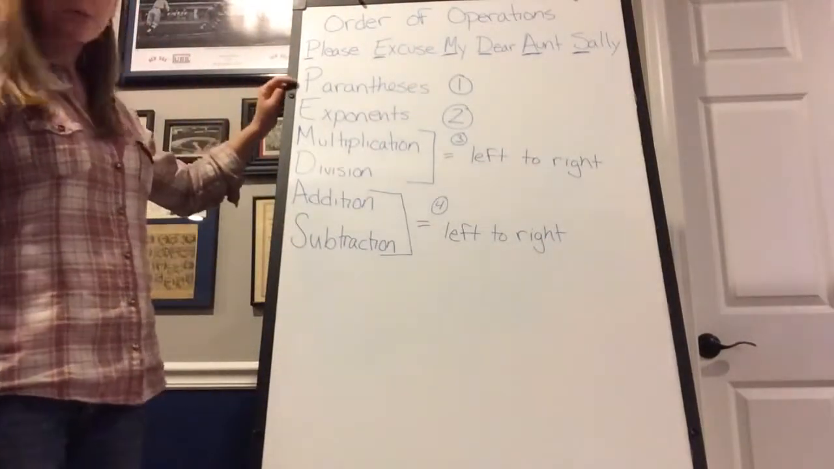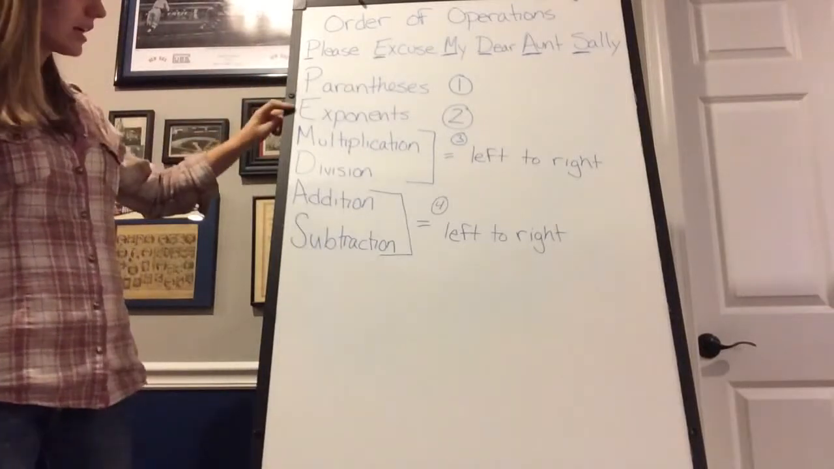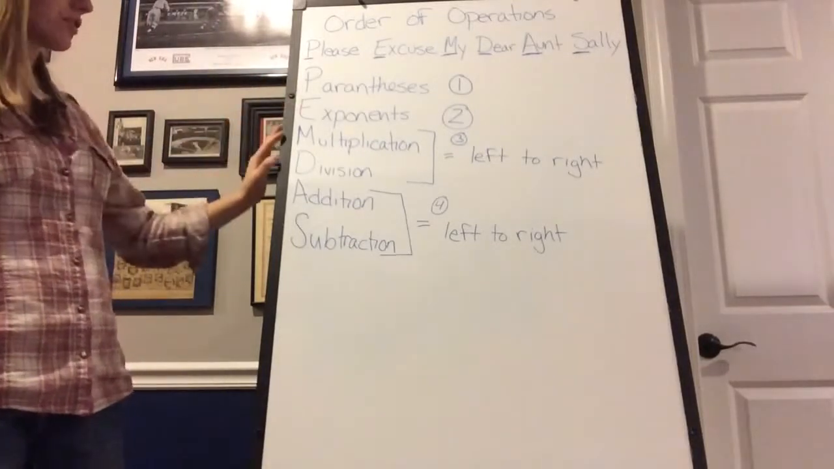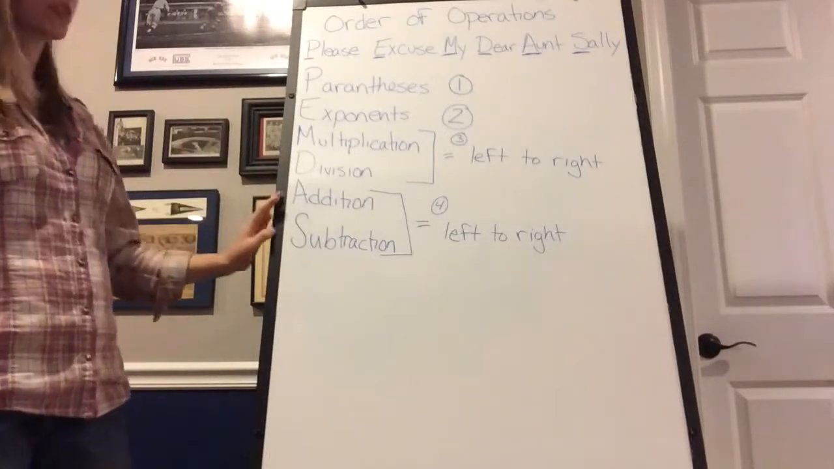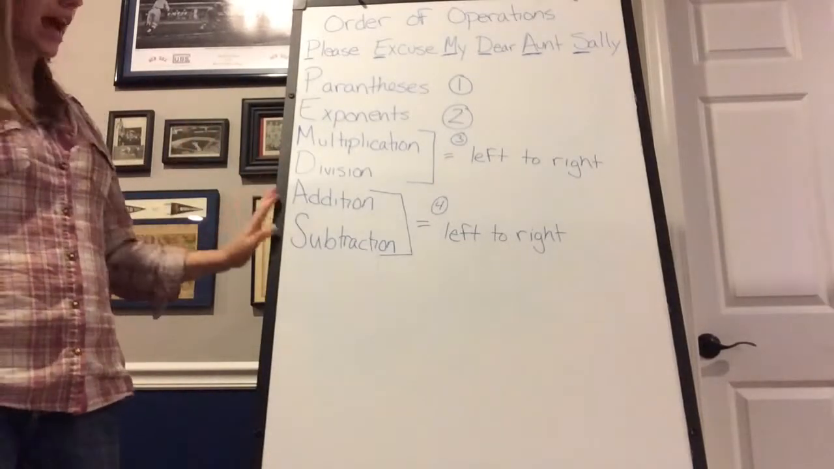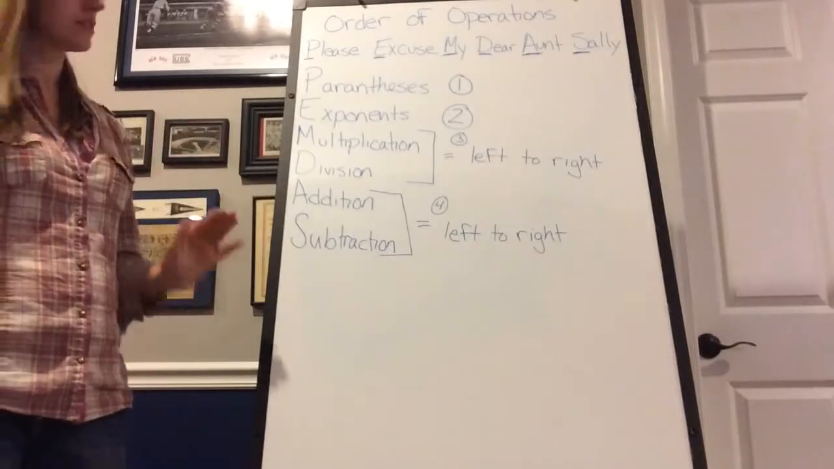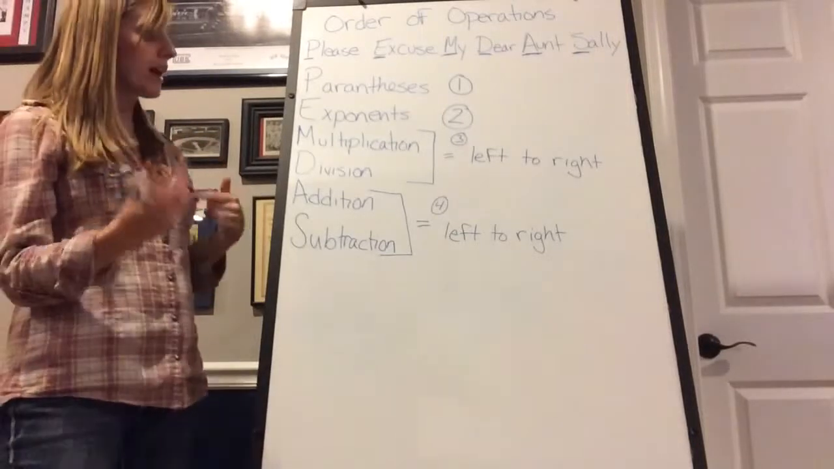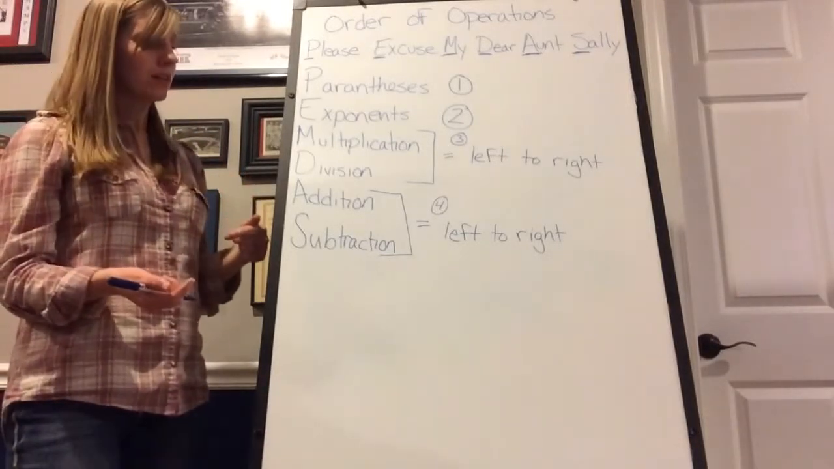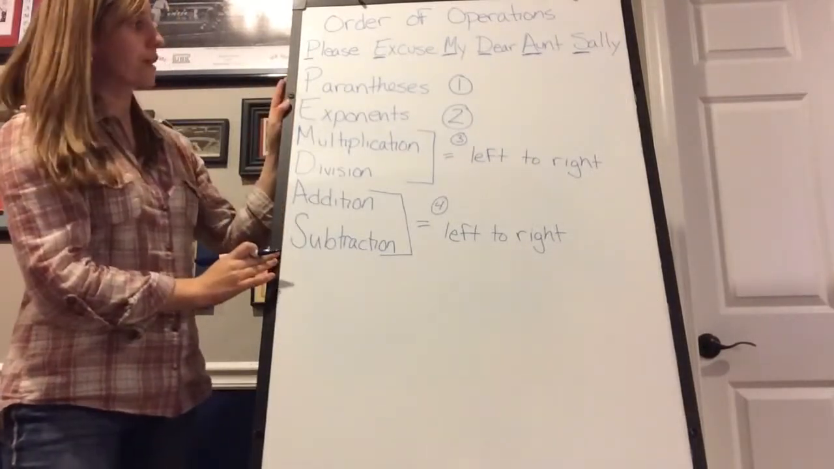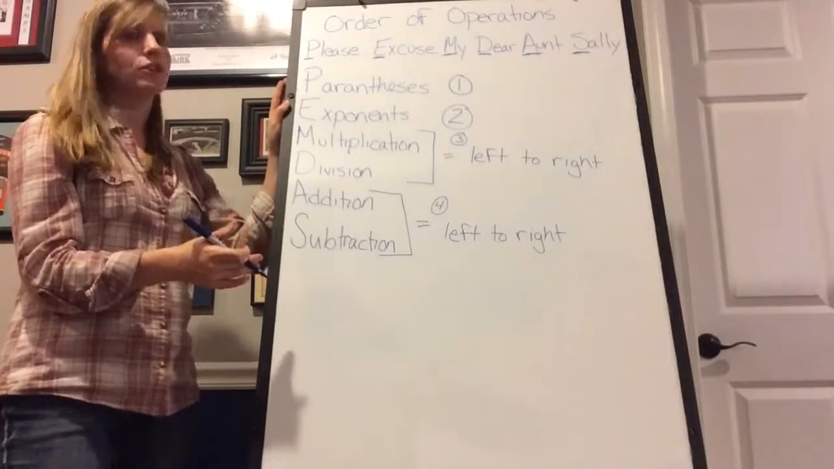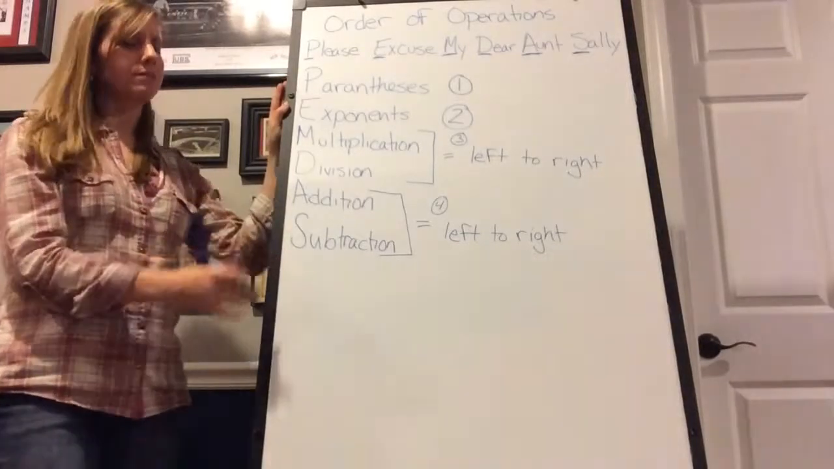So get rid of all parentheses, then get rid of the exponents. After that, do all multiplication and division. Once that's gone, then you can do addition and subtraction. Adding and subtracting is always last. At this time, we're going to go ahead and do problem number 1 and actually work through the order of operations, and I think that'll help you understand the order a lot better.